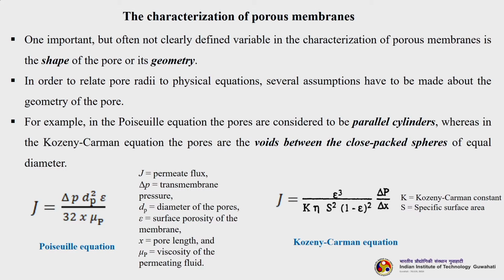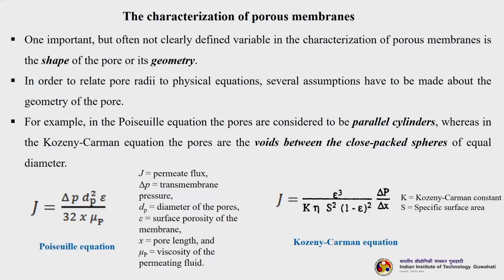One important but often not clearly defined variable in the characterization of a porous membrane is the shape of the pore, or its geometry. As I told many times during our earlier discussions, the pore shape or its geometry is of paramount importance, because please do not mistake that all the pores are cylindrical or parallel in nature. It is never so, except for a few zeolites that are available, either synthetic zeolites or natural zeolites. We do not have any cylindrical parallel pores existing in any commercial membranes, or any membrane which you prepare.